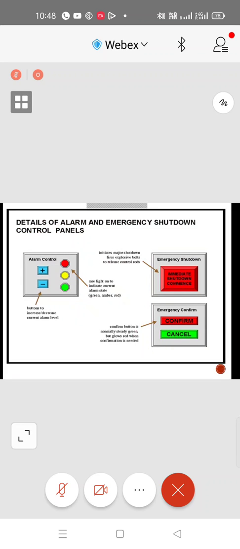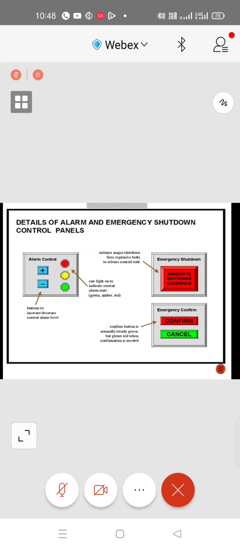Details of alarm and emergency shutdown control panels. In this condition, normally in our general conditions we are discussing buttons to increase or decrease the current alarm level. Normally, either in this type of condition or general conditions, it will be reflected to the control room or communicated to the control room. In that condition, what coding will be there for alarming the people.